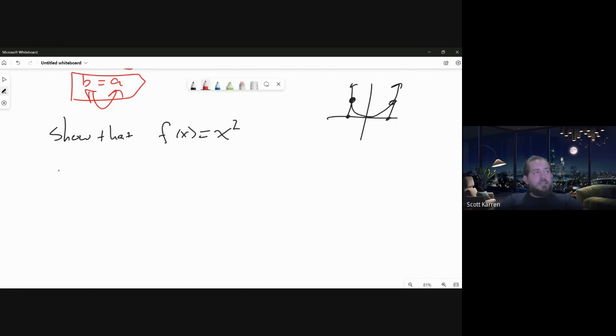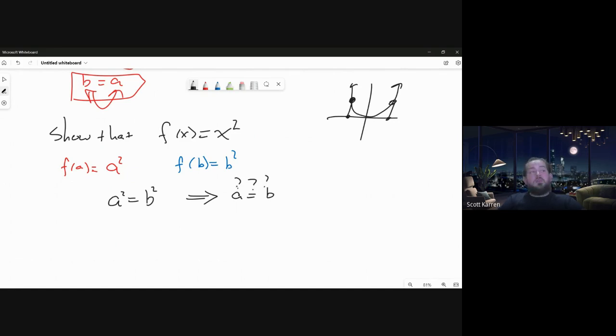Well, again, I just say f of a is equal to a squared, and f of b is equal to b squared. Then I say, all right, well, let's let a squared equal b squared. But is this true? Then does this mean that a has to be equal to b?